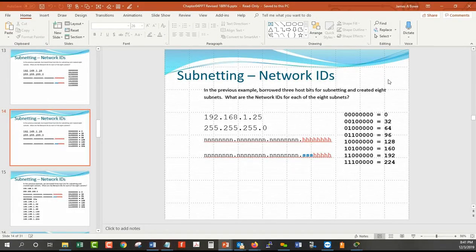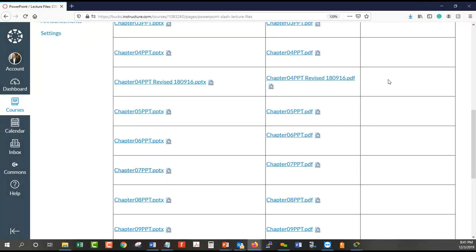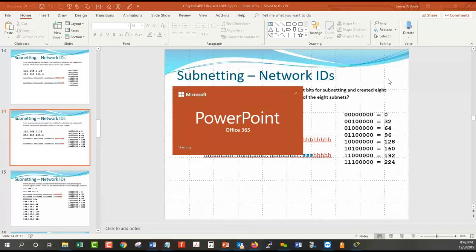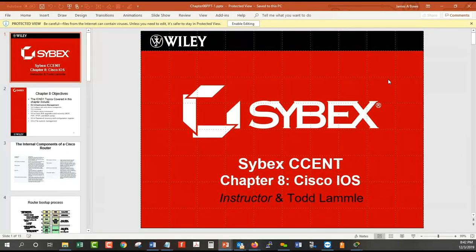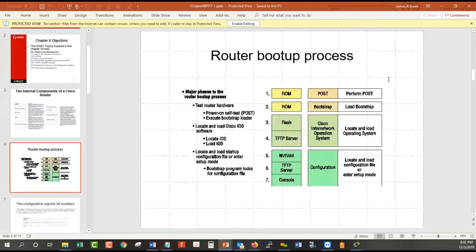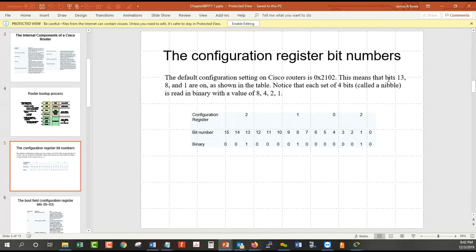So let's close that. Here we go. The key to the password reset, to get in, is to break into the ROM monitor and reset the configuration register. Let's take a look at that.